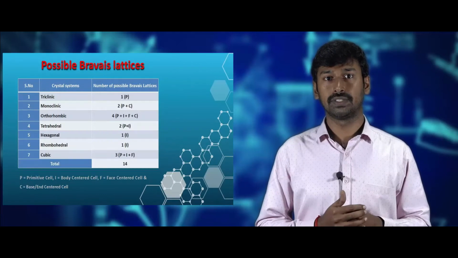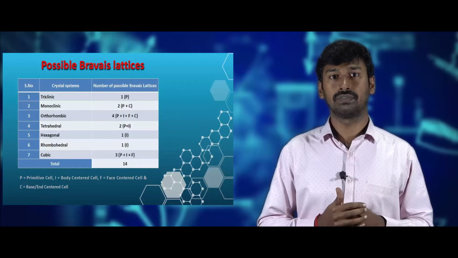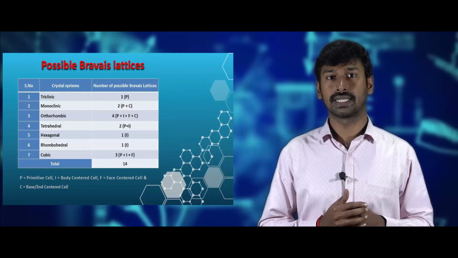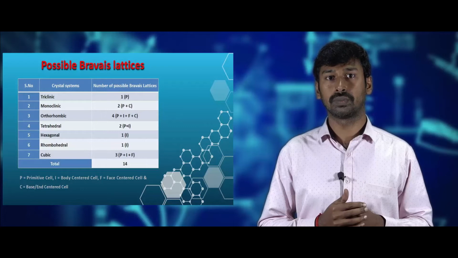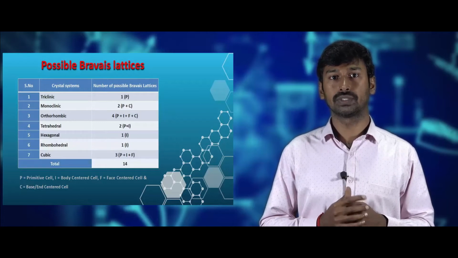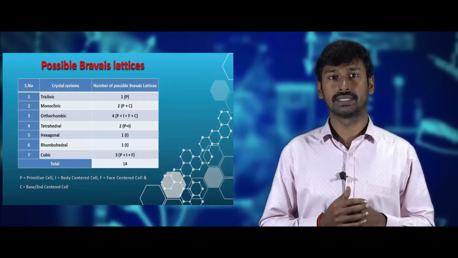This table explains the 14 types of Bravais lattice which can be developed from the 7 crystal systems. The first crystal system is the triclinic crystal system, which contains 1 Bravais lattice. The second is the monoclinic system, which contains 2 Bravais lattices. The third, orthorhombic, contains 4 Bravais lattices. Then the tetragonal contains 2 Bravais lattices. Hexagonal and rhombohedral each contain 1 Bravais lattice. Finally, the cubic system consists of 3 Bravais lattices. Hence, the 14 Bravais lattices can be developed from these 7 crystal systems. We will see these 14 types of Bravais lattice in detail.